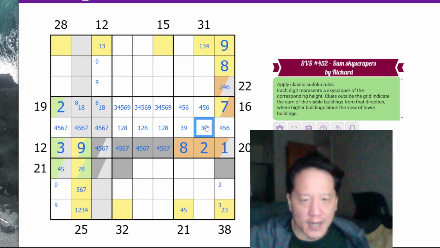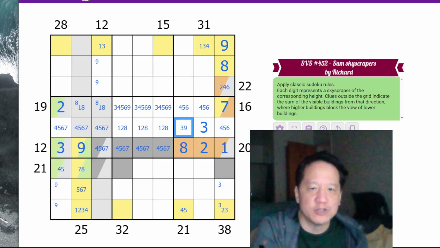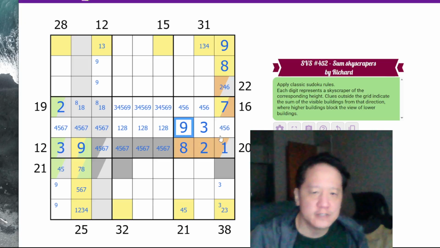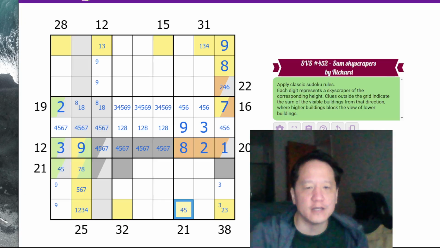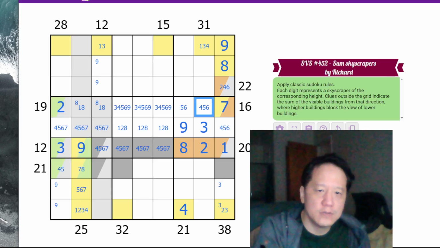If this is 9, this would have to be... You have to see all 4 of the remaining digits. So that would be 6, 5, 4, 3 at most. 3, 4, 5, 6 adds up to 18, plus 9 is 27. That's too small for this to be 9. So this must be 3, which makes this 9. Since this is 9, this must be 4, 8, and 9 to add up to 21.